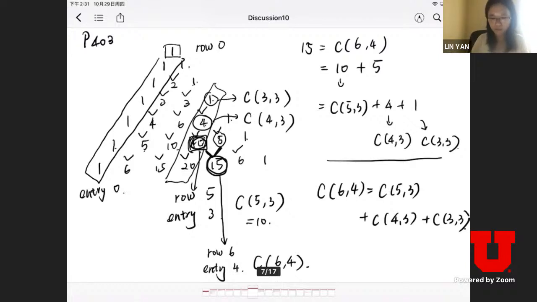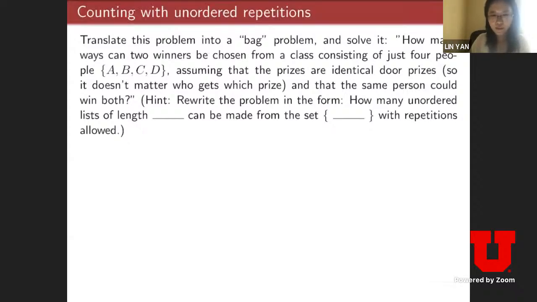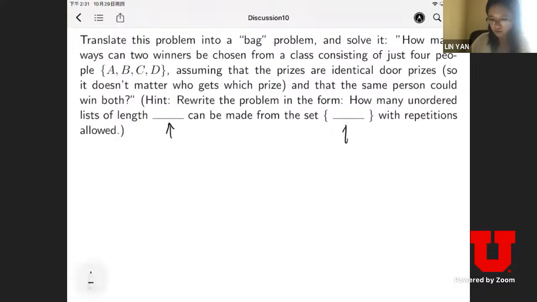Okay, then let's go to the next one. This one is an easier one, so I will just give you 1 minute to think about it, and then please type your answers in the chat window. So we need two values in this problem.